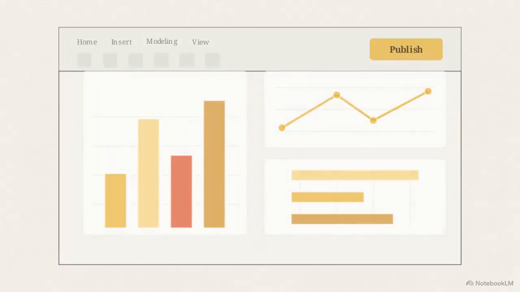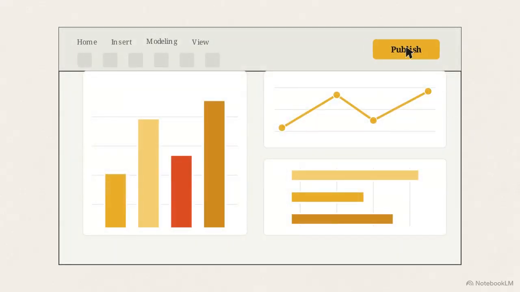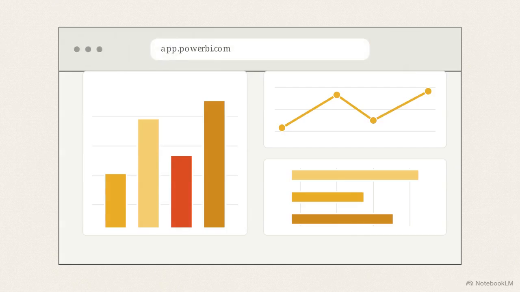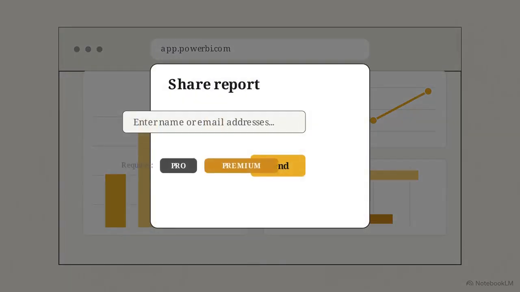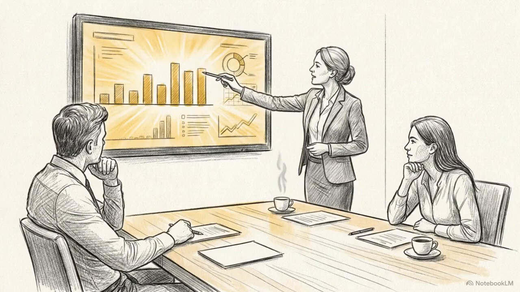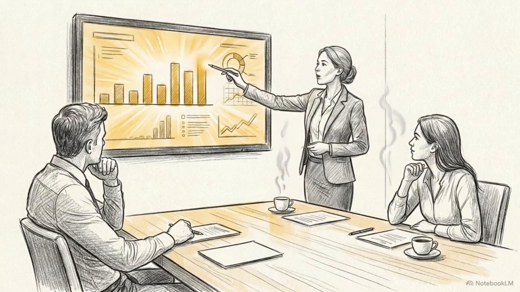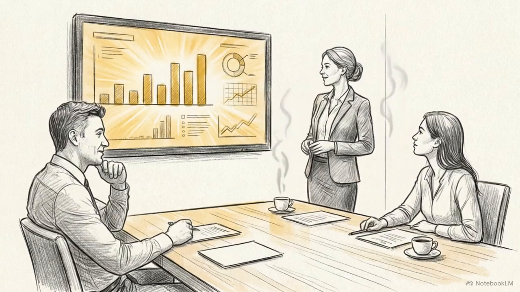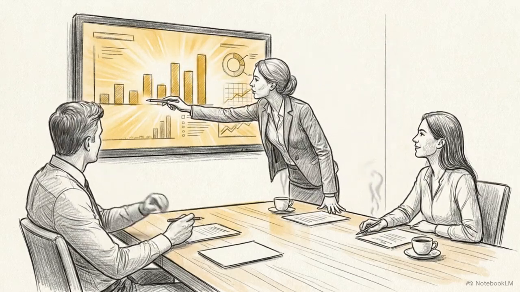To share this interactive dashboard with colleagues, you would use the Publish button, which requires a Pro or Premium license. With these 3 visuals and the integrated AI analysis, your report is now an active tool for making data-driven decisions.